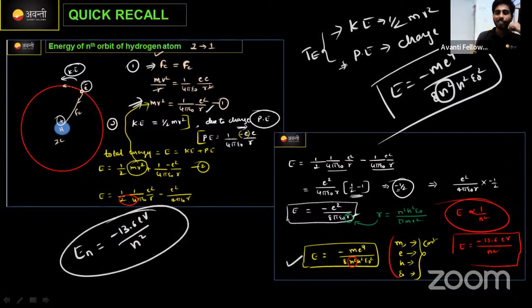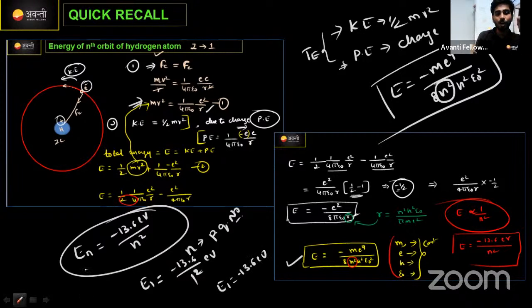Correct? And here the value of n will be the principal quantum number. The n value will be 1, 2, 3, 4, like this you can put. Are you getting my point? If you want to find the energy of the first orbit, put n value 1. Then it will be minus 13.6 divided by 1 square electron volt. So E1 value will be minus 13.6 electron volt. It is the first orbit energy of the hydrogen atom.